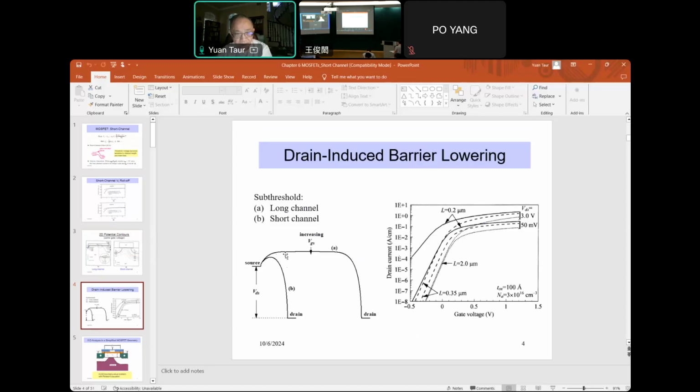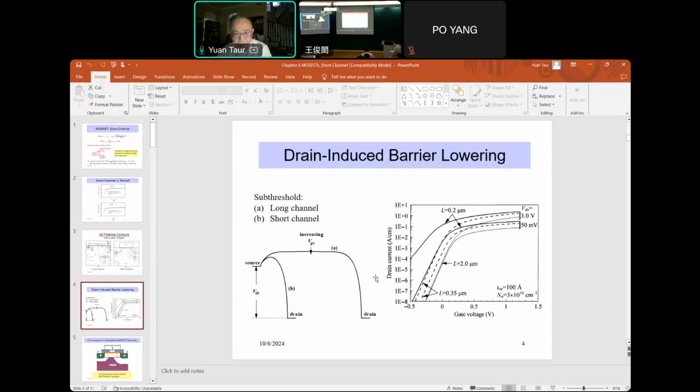For the same gate voltage, the barrier is lower, which is the same thing as saying that the threshold voltage of the 0.35 micron device is lower than the 2 micron device. Furthermore, there's a high drain bias and low drain bias. Now we have a difference. And this is so-called drain-induced barrier lowering.